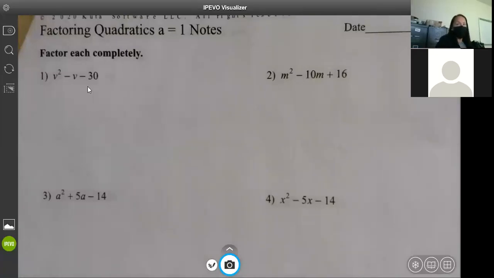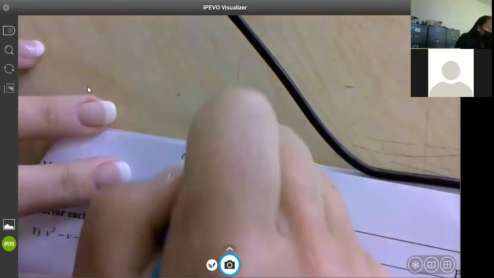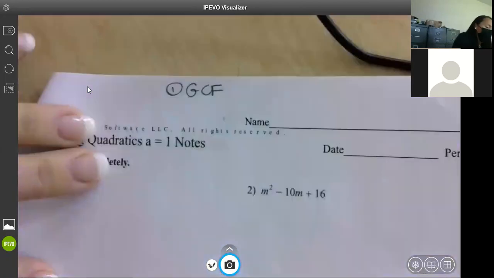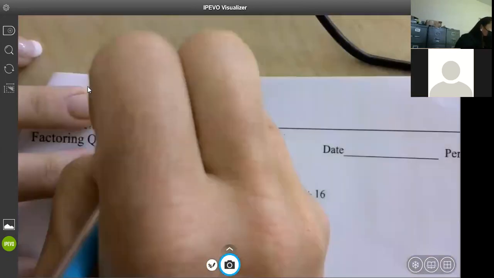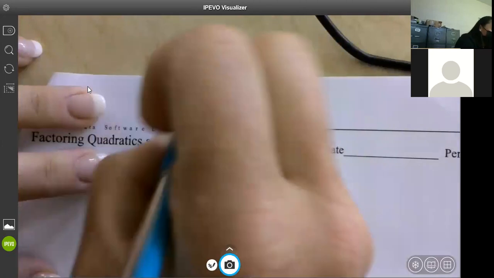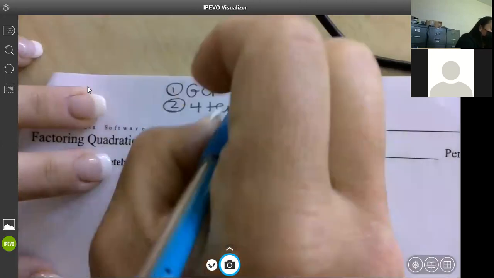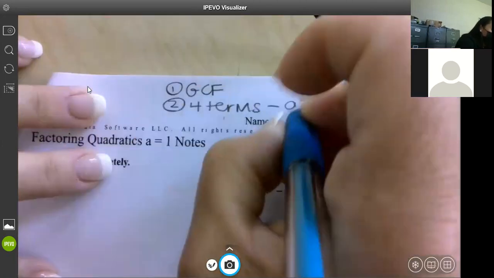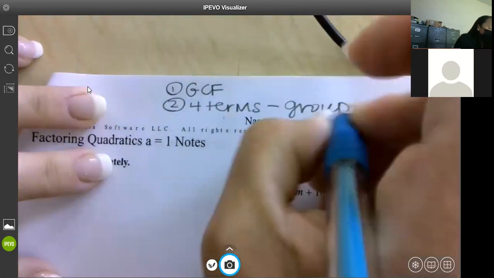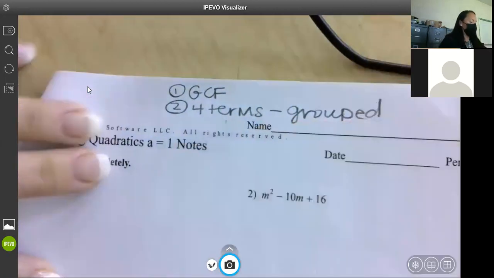We're going to factor quadratics, and we have been factoring with GCF. So remember, our first step to factoring is GCF. Our second thing we did is if it had 4 terms, this is what we did on Friday. We grouped it or used the reverse box.